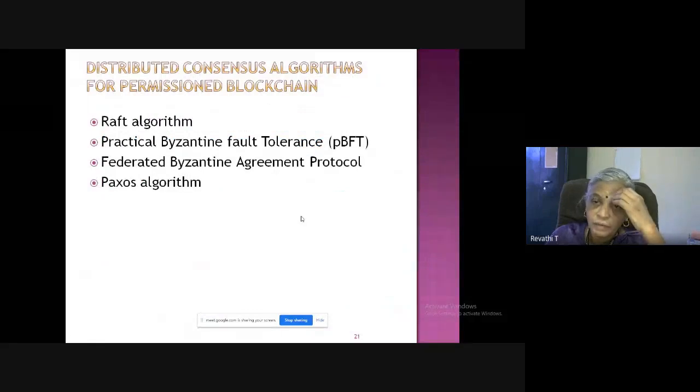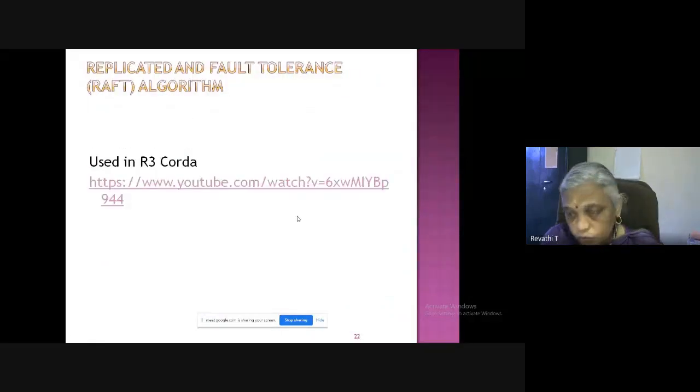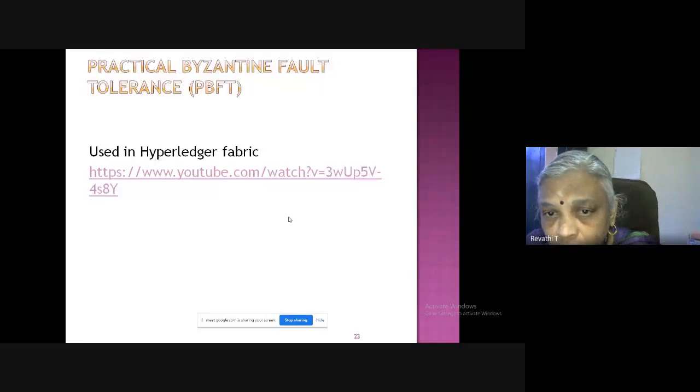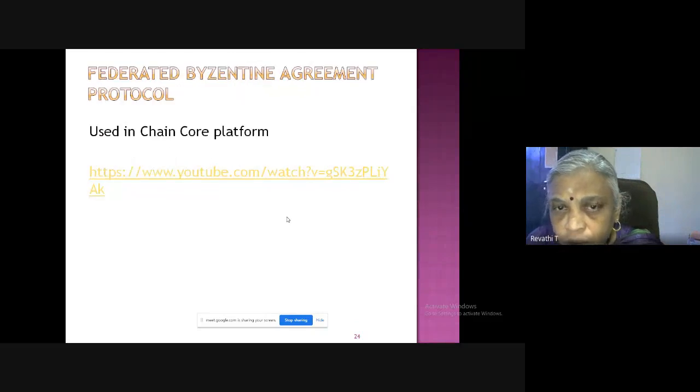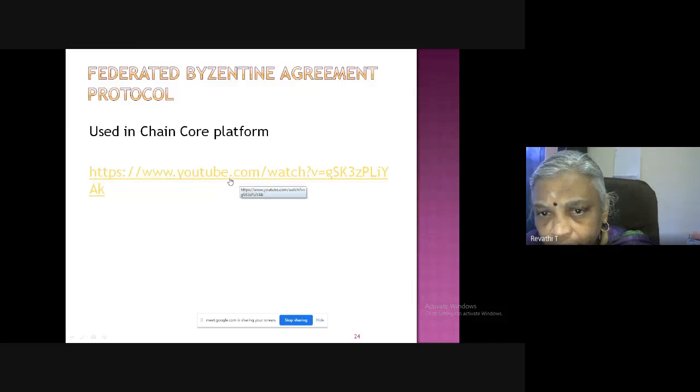So this practical Byzantine fault tolerance is what's used in Hyperledger. Now, another protocol is called the federated Byzantine agreement protocol. It's used in another platform called the Chain Core platform.